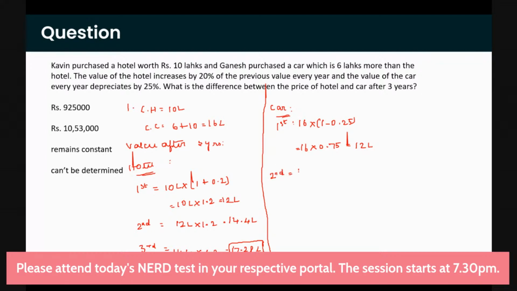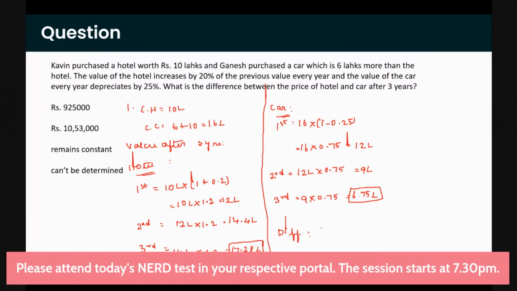In the second year, 12 lakh into 0.75 is equal to 9 lakhs. Then for the third year, 9 into 0.75 is equal to 6.75 lakhs. At the end of the third year, the value of the car becomes 6.75 lakhs. Okay, we have got two values. What we are supposed to find is the difference between the price of the hotel and the car after 3 years.